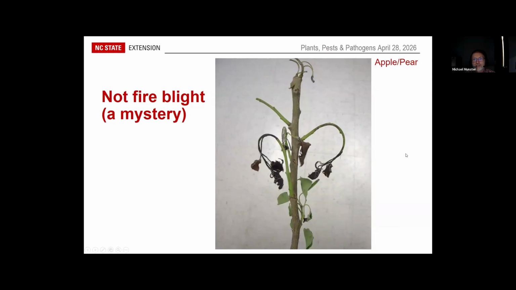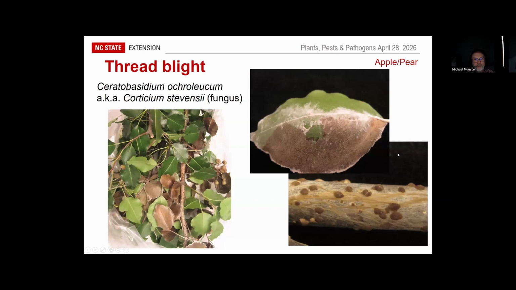We're not sure. Looking under the microscope, there was no bacterial streaming, and we did a test and it was negative. So not everything that is a shepherd's crook of necrotic tissue on an apple or pear is going to be fire blight, but that should be your first hypothesis anyway. The other blight that I wanted to mention is called thread blight.